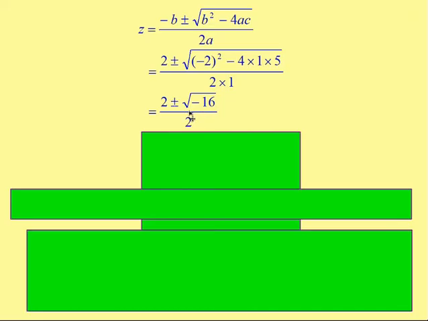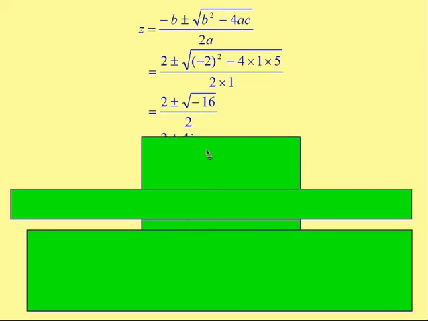If you end up getting the square root of a negative, what you can do is imagine that as the square root of 16 times -1. And you could split that up, so it's the square root of 16 times the square root of -1. The square root of 16 is 4, and the square root of -1 is i. Perfect. i for imaginary numbers.